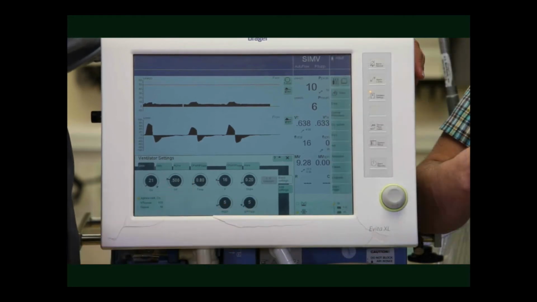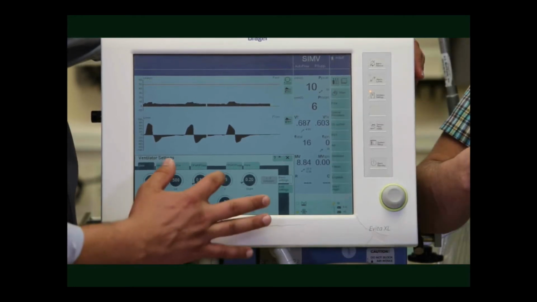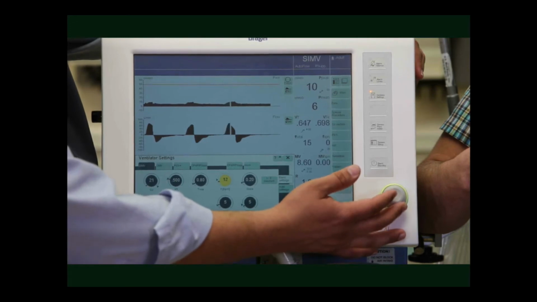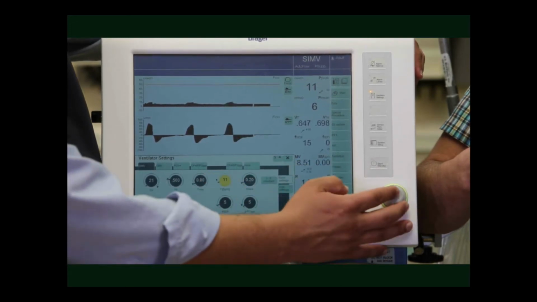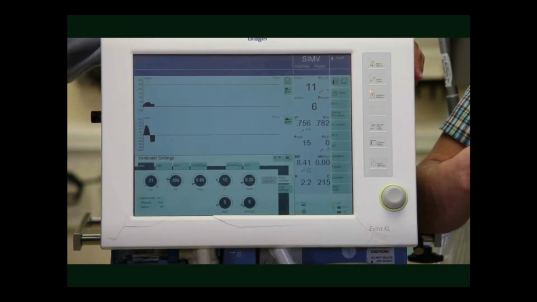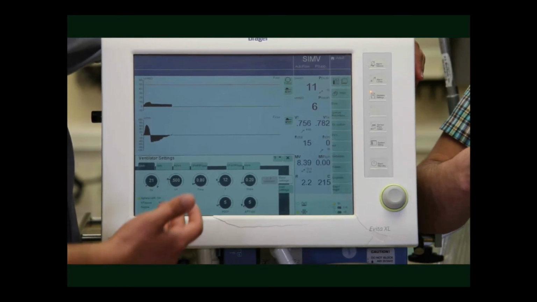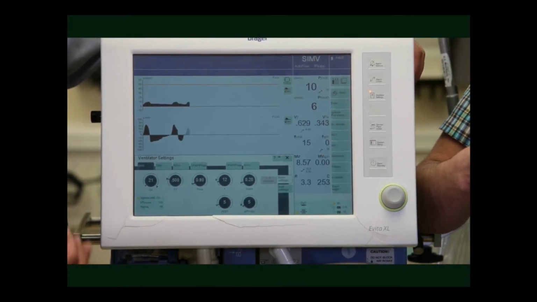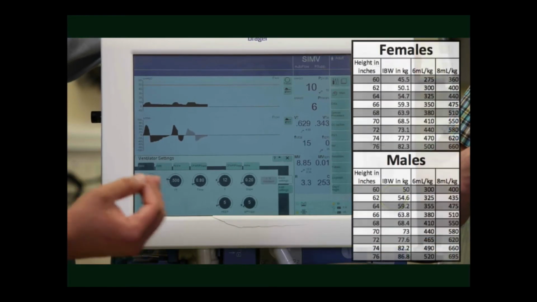You'll set a pressure support. Here we're going to set a pressure support of 5. You'll set your respiratory rate. We're going to drop this down to 12. Typically, I start at 16 to 20, but 12 is going to make it a little easier for us to demonstrate. You'll set your tidal volume based on your tidal volume table, based on your patient's height.